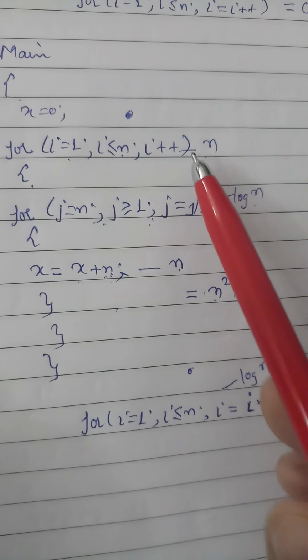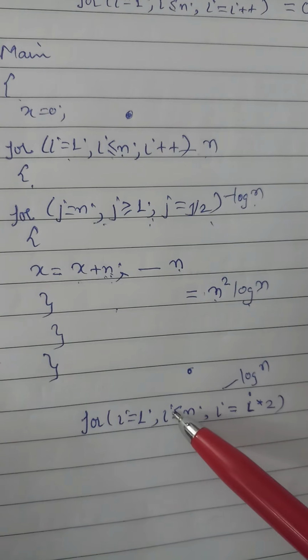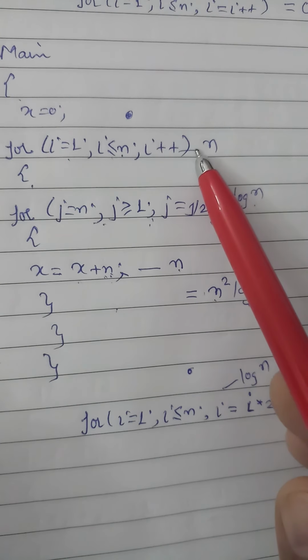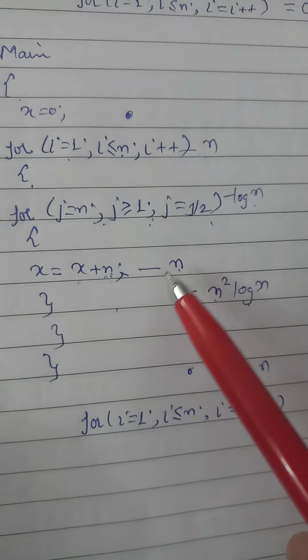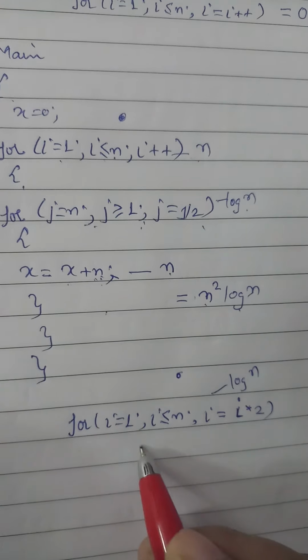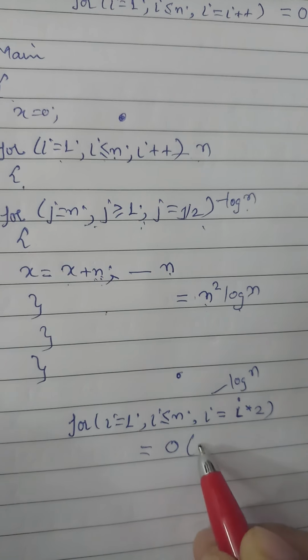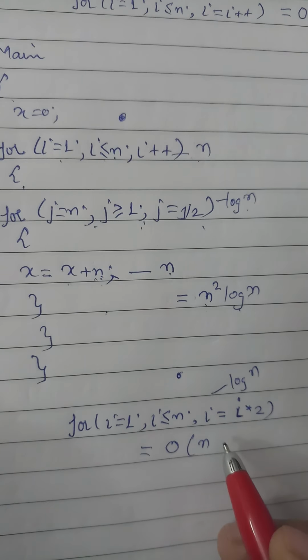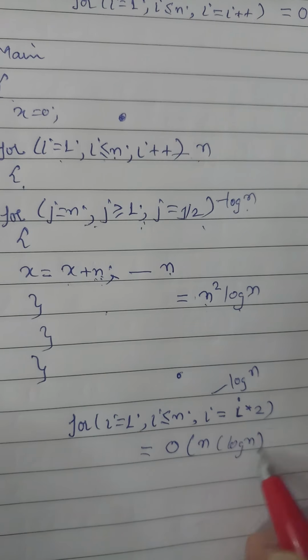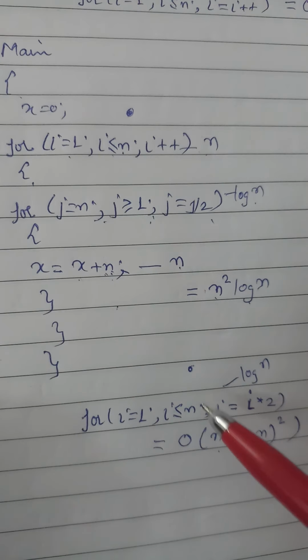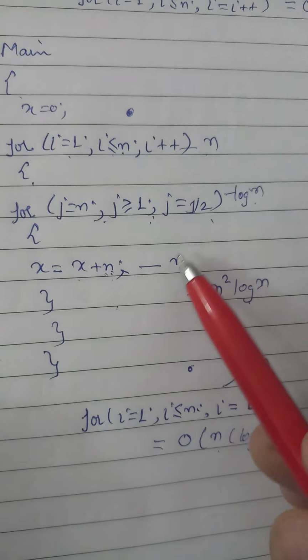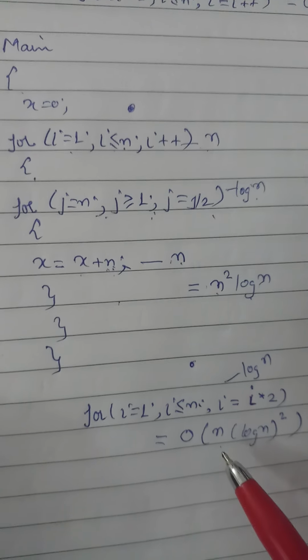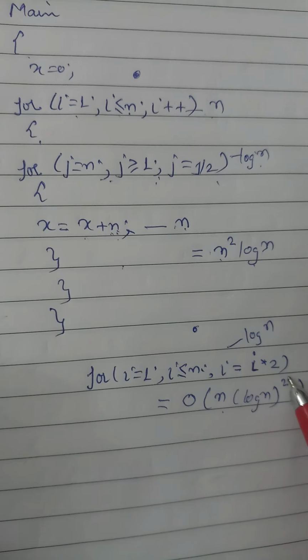If we replace this for loop with this for loop, this is log n, this also log n, and this is n. So what will the time complexity be? The time complexity will be order of n (log n) whole square, because for this loop log n, for this loop log n, and for this statement n. So that's why the time complexity will be n (log n) whole square.